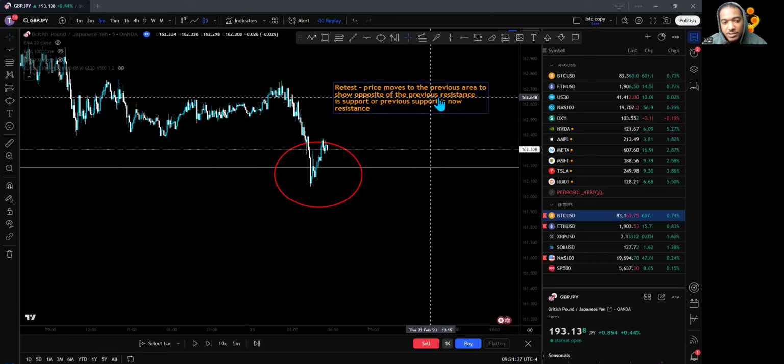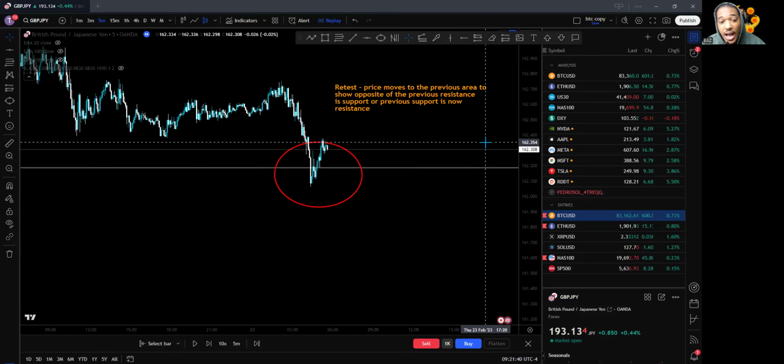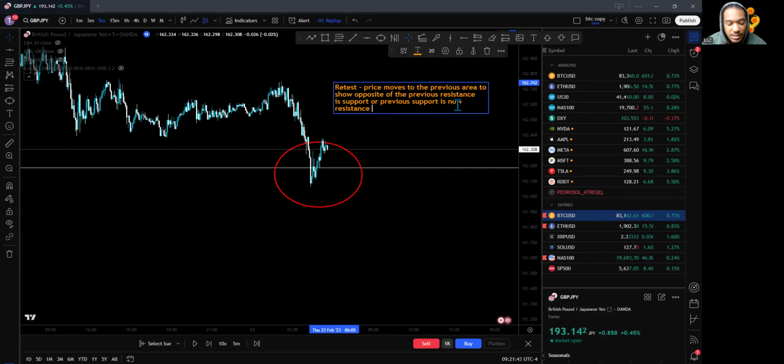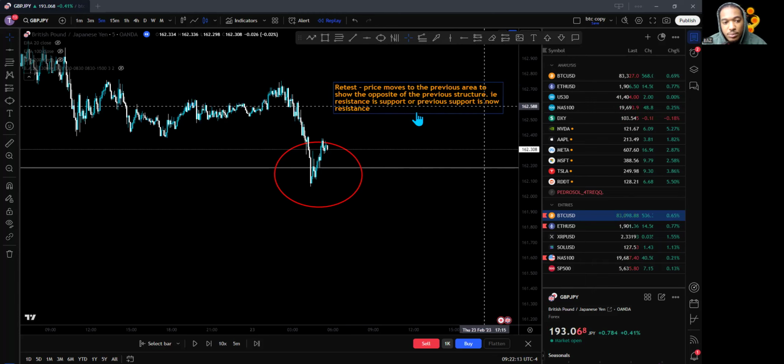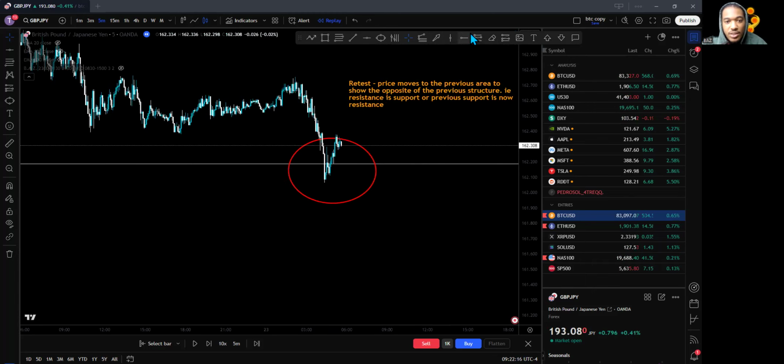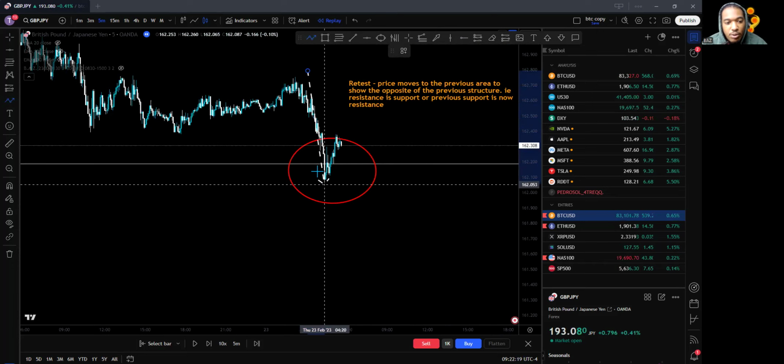Retest: price moves to the previous area to show the opposite of the previous structure. For example, resistance becomes support, or previous support is now resistance. So again, we're looking for this to come down, and it broke down a little bit below.